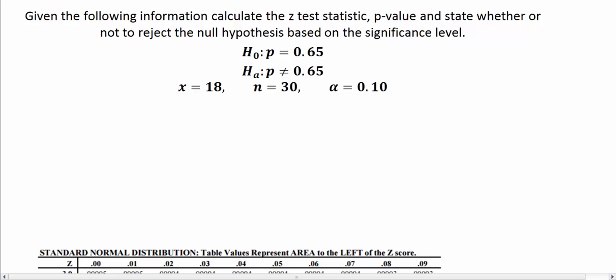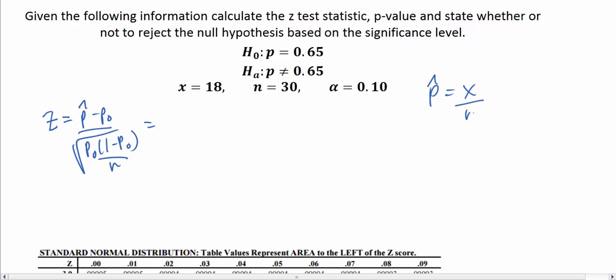So the first step is we should calculate our test statistic. Our z-test statistic for our proportion is z equal to p hat minus p naught all over the square root of p naught times 1 minus p naught over n. In this case, we need to find out what our sample proportion is. Well, p hat is simply equal to x over n, which in this case is 18 over 30, which is equal to 0.60.